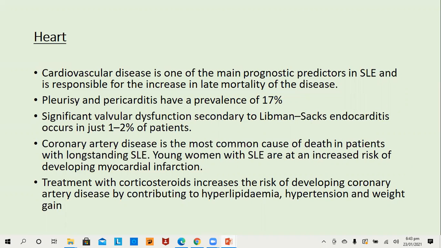Coronary artery disease is the most common cause of death in patients with long-standing SLE. Young women with SLE are at increased risk of myocardial infarction. Treatment with corticosteroids increases the risk of developing coronary artery disease and also contributes to hyperlipidemia, hypertension, and weight gain.